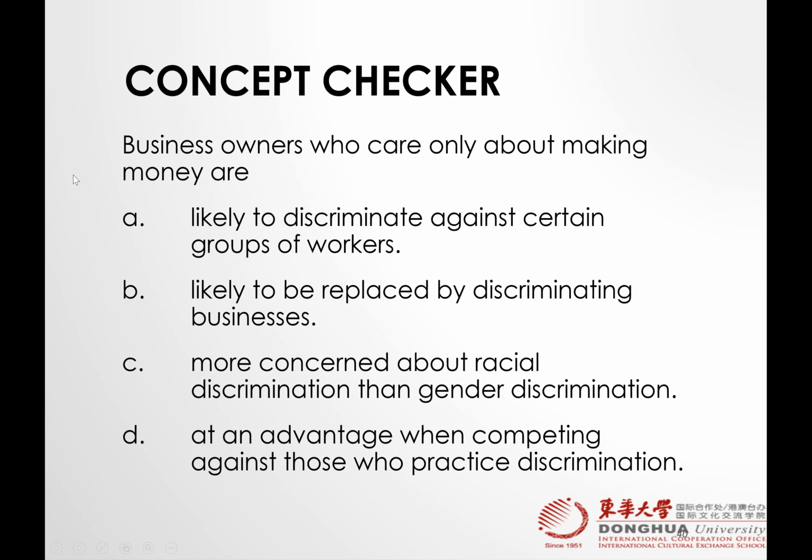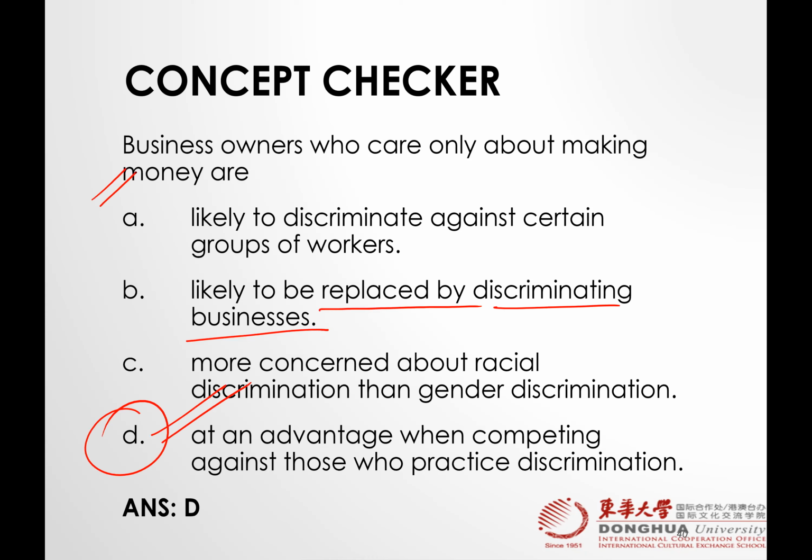How about this? Business owners who care only about making money are likely to be replaced by discriminating firms, or they are at an advantage when competing against those who are practicing discrimination. D. So business owners who care about making profits are likely to be replaced by discriminating businesses. Come on, guys. It means those who discriminate enjoy an advantage over those who are not discriminating. No, I said D for dogs. Yes, D can be the answer. Well done. Because those who don't discriminate are money makers.